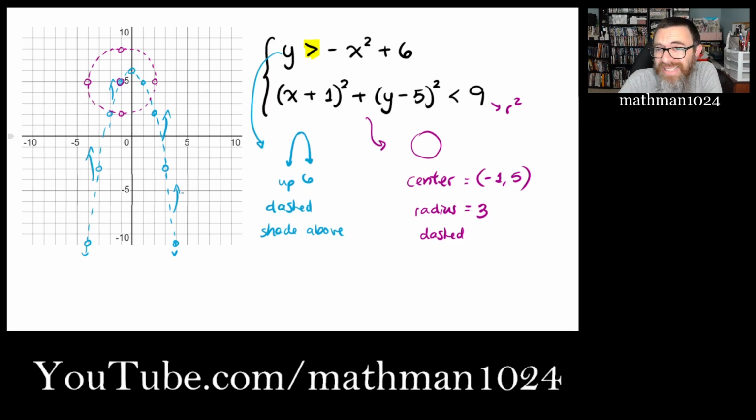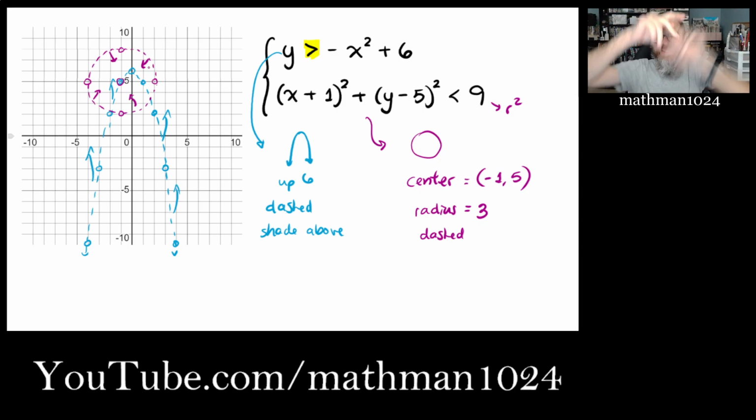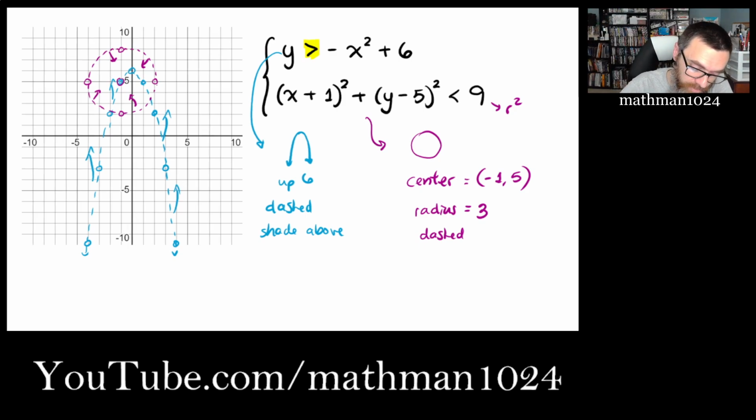Your circle has the less than, so it means you're going to be shading on the inside. So we're looking at shading inside here, here, here, and here. So the region that's going to be common to both of those, where you are outside of that parabola, but also inside the circle, lines up with this little section right here. This is where your solutions are going to be. So that's the intersection of inside the circle and outside the parabola.